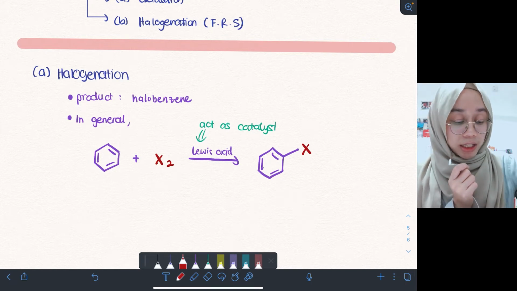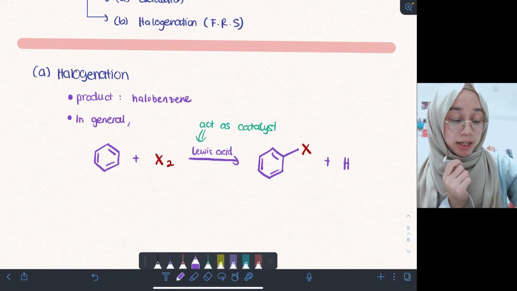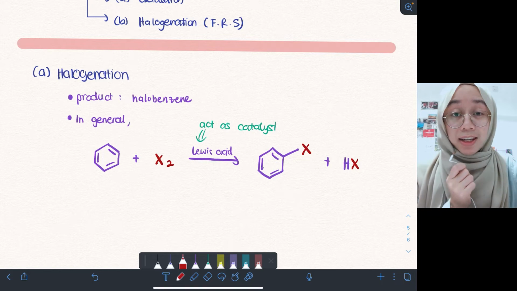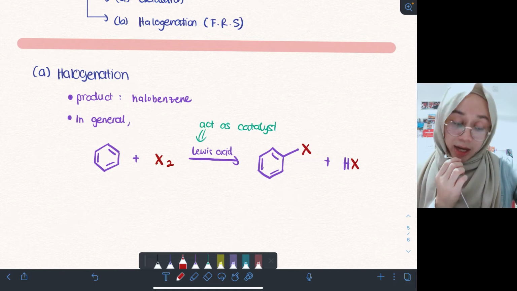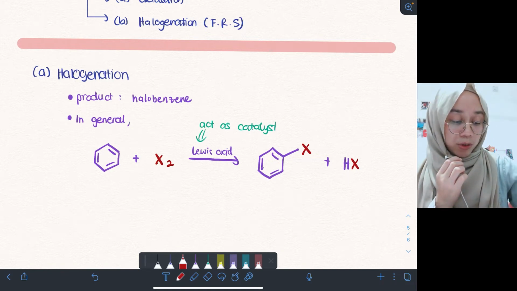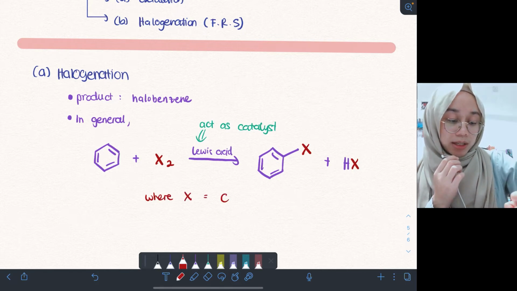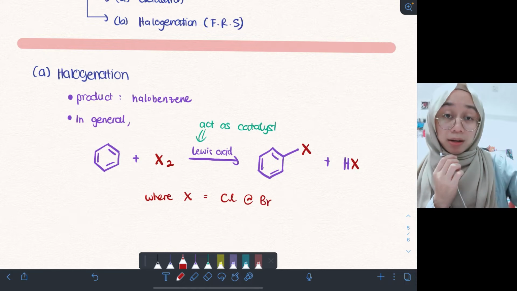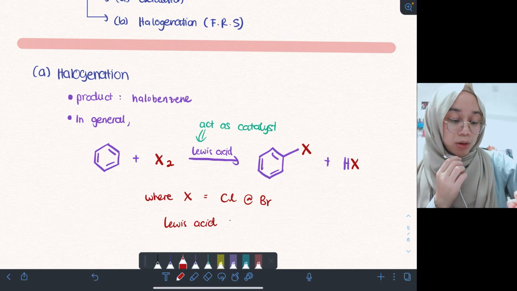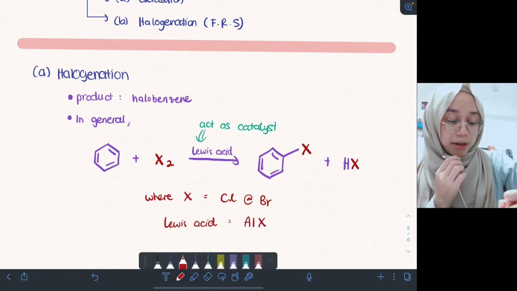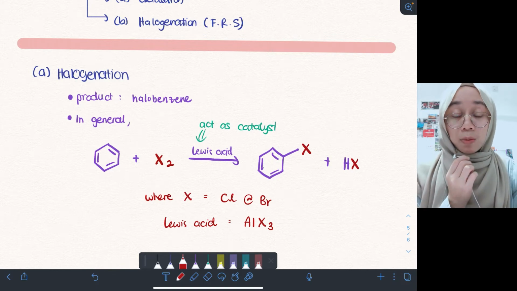Okay, jadi kalau H dah keluar, so side product dia akan jadi apa? HX. Sebab ada satu lagi baki X kan daripada kita punya X2 tu tadi. Okay, so basically inilah. Okay, jadi just kita buat nota bawah ni, where X is sama ada Cl ataupun Br, and then kita punya Lewis acid pula. Okay, so Lewis acid dia boleh jadi aluminium trihalide, depends lah, aluminium trichloride ataupun tribromide.